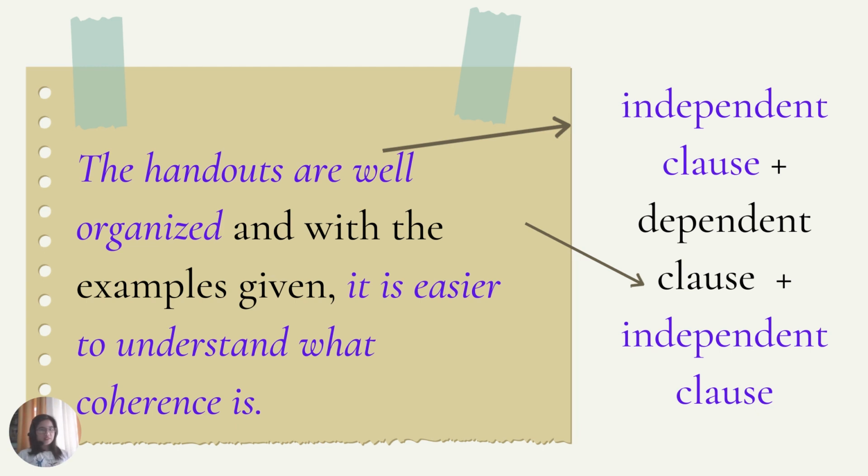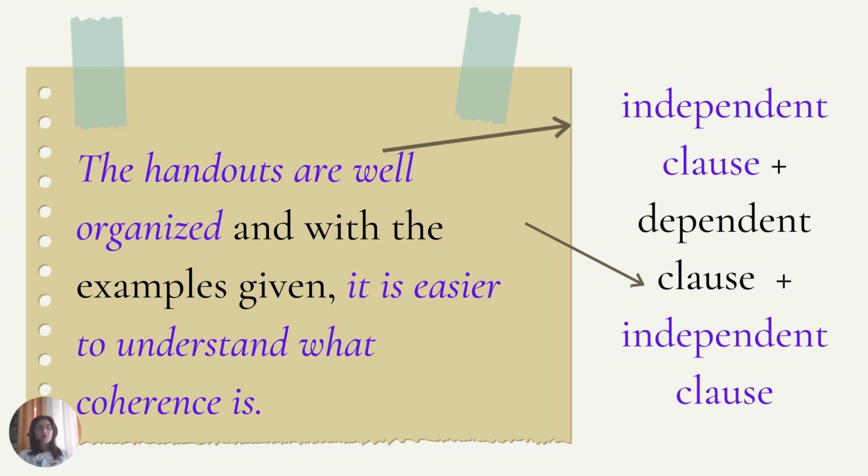So let us have another sentence from the reflection written by my students last week. The sentence now is: the handouts are so well organized and with examples given, it is easier to understand what coherence is. In this sentence, we have two independent clauses plus one dependent clause, two independent clauses in blue ink and the dependent clause in black. So this is an example of a compound complex sentence. What's a compound complex sentence? It is a type of sentence that has two independent clauses and then one or more dependent clauses.